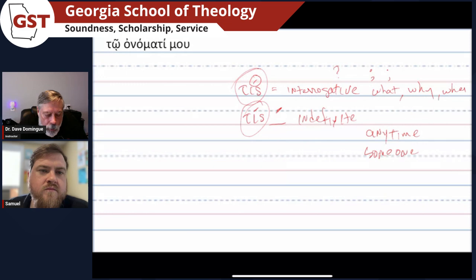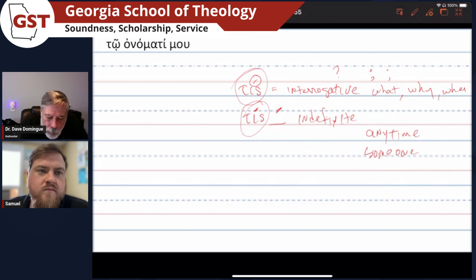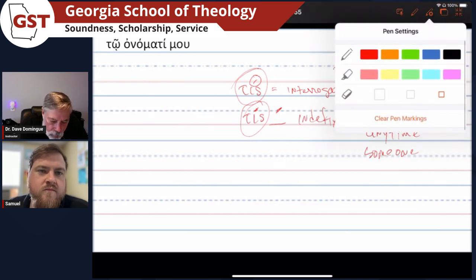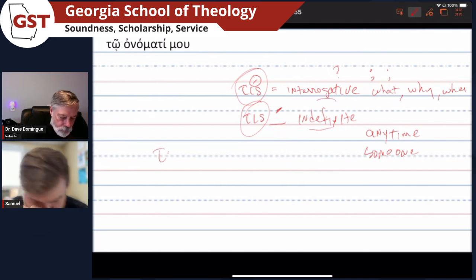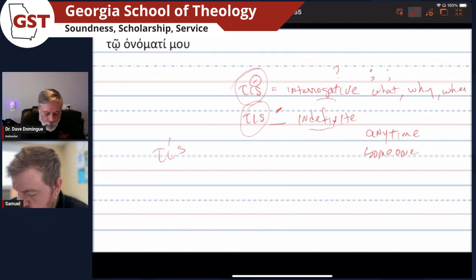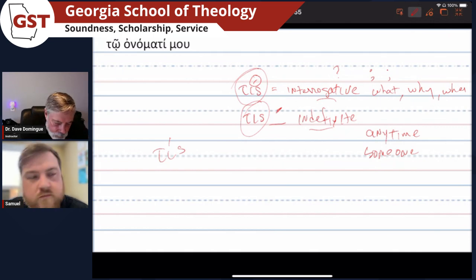All right. So when there is no article or when there's no accent on the first syllable, then it's going to be an indefinite versus interrogative. Now, regardless, tis is actually ten.